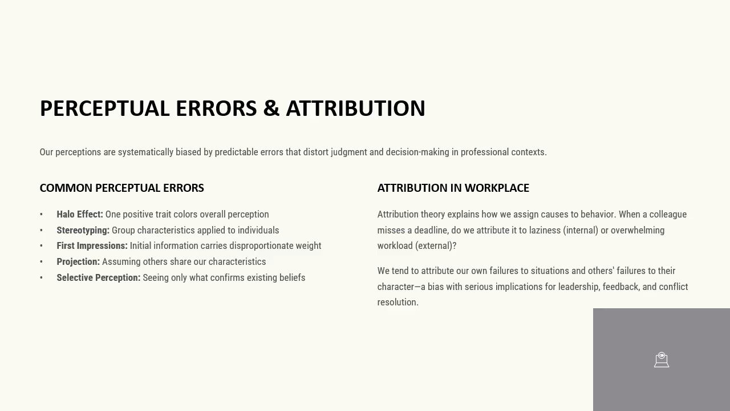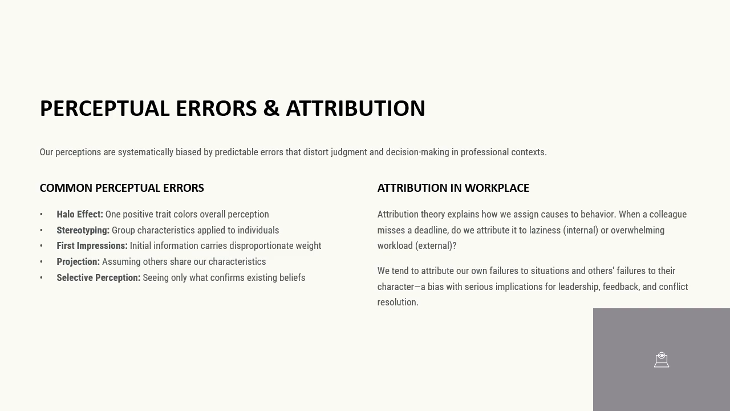Now coming to perceptual errors and attribution. Our perceptions are often biased on certain things. These perceptual errors can be classified as the halo effect, stereotyping, projection, first impression, and selective perception, etc. I have already discussed this and given you an activity on it. You can go through the online definitions, and the examples are already with you.